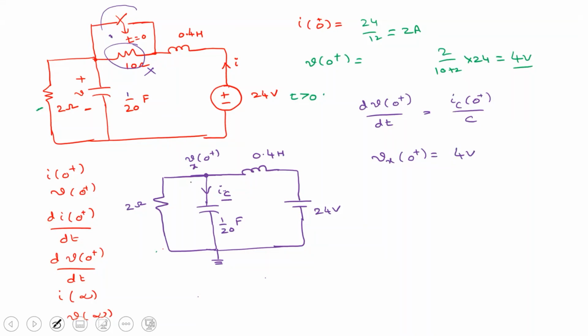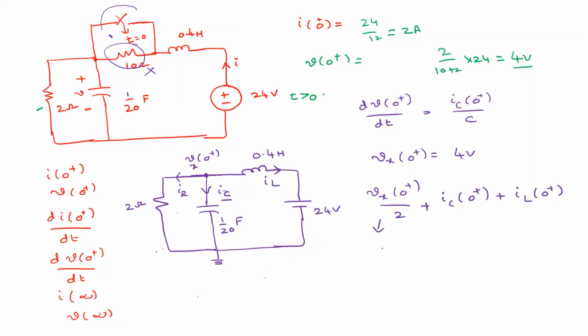So now apply KCL. What is this value here? This is Vx of 0 plus by 2 amperes. That is the first one. The second one is the capacitor current IC of 0 plus. Agree? The third one is the inductor current IL of 0 plus. So this is IL, this is IC, and this is the resistor current IR, for example. Understood? So now tell me, what is Vx of 0 plus by 2? It is 2 amperes, right? Plus what is IC? This is the one we need to calculate, IC of 0 plus. So what is IL of 0 plus?